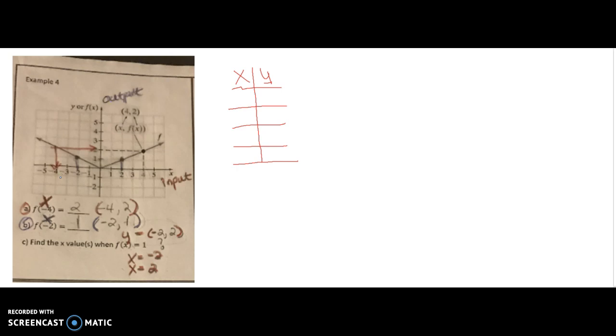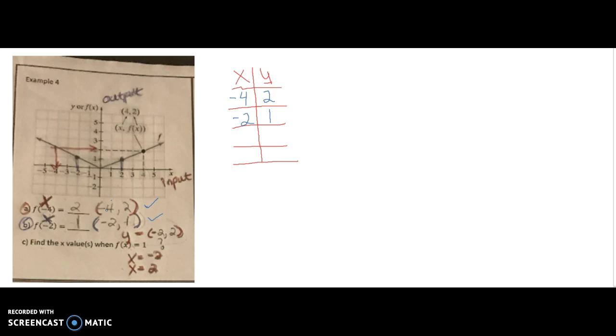So for part A, it's saying that when x is -4, it's asking for the corresponding y value, which would be +2. Just like you wrote, when x is -4, y is +2. Same thing here, when x is -2, y is +1. So that's right, and that's right.